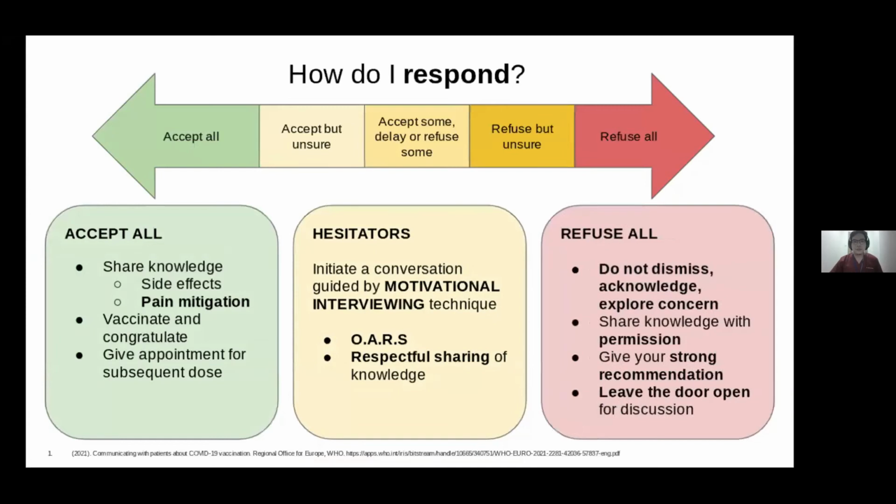But for those who refuse all, importantly, we must not dismiss them. Explore their concern, acknowledge their concern and decision. Ask for their permission to share your knowledge to complete the knowledge gap, and continuously give your strong recommendation. Importantly, do not dismiss them and leave the door open for discussion. You can even give appointment to this patient to review back their decision later.